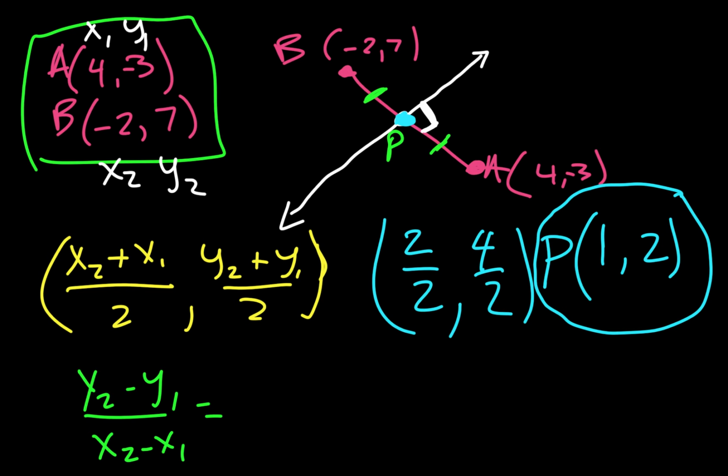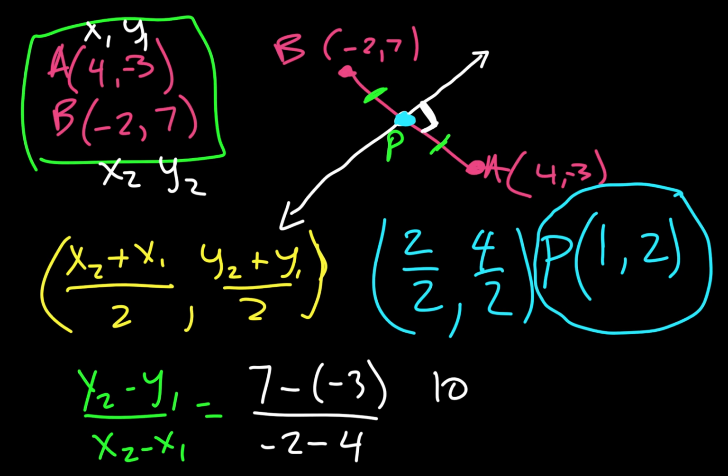So we start with y2, which is 7. Then we subtract y1, which is negative 3. And then we take x2, which is negative 2, and we subtract x1, which is 4. So right here, double negative is going to be a positive, so we get 10. And then negative 2 minus 4, we get negative 6. And if we simplify that, we will get negative 5/3. Just divide the top and bottom by 2, and then the negative should come up top, or at least stay in the middle. So this is our actual slope.